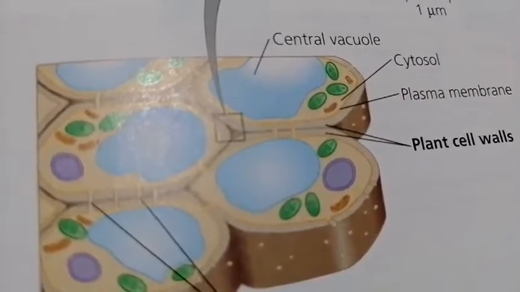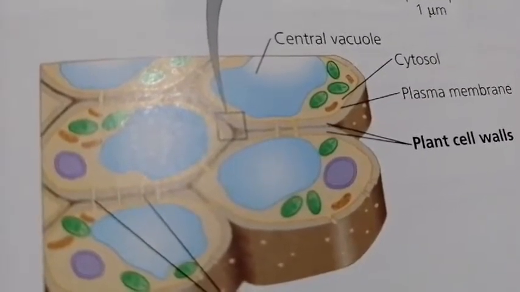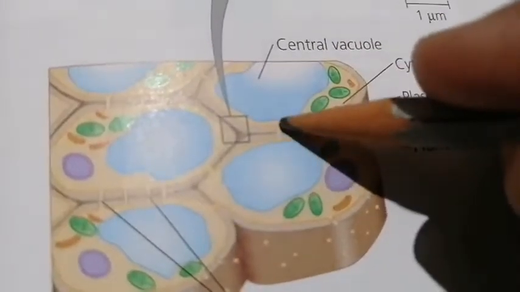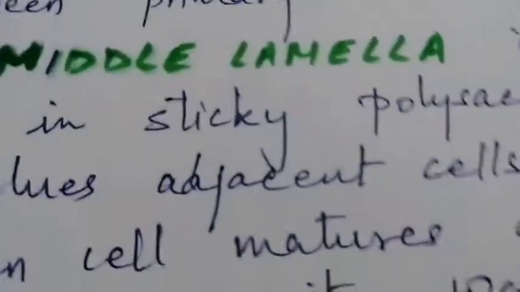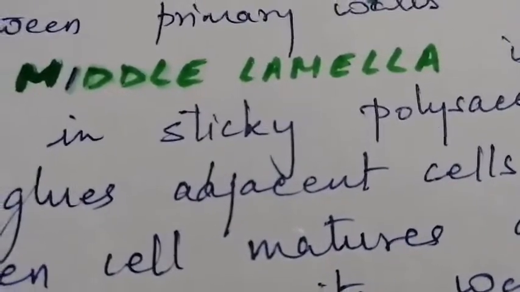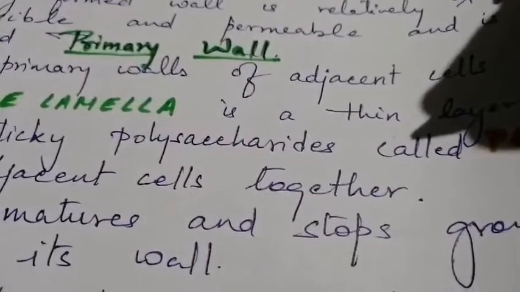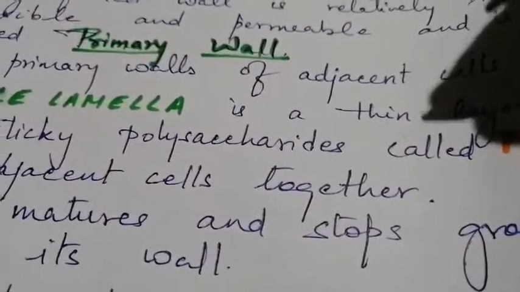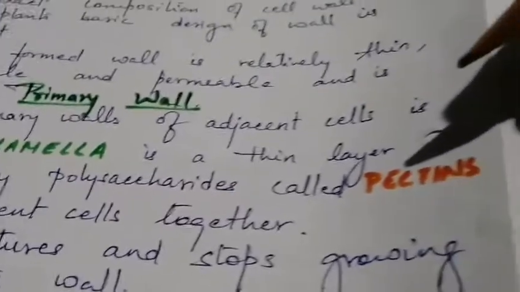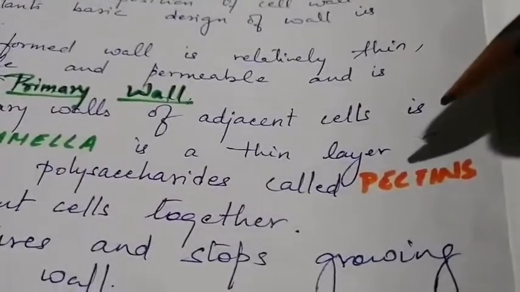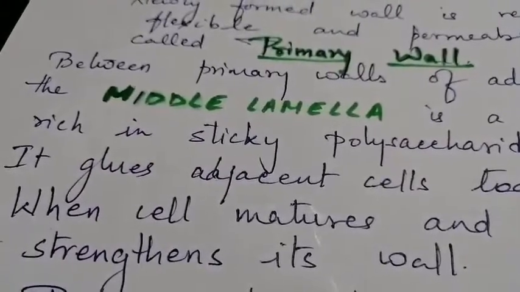In between the two primary walls, what do you find? In between the two primary walls, you will find that it has got a very thin layer of sticky polysaccharide. Sticky, why? Because it helps in sticking the two primary cell walls together, and it is made up of which component? Pectin. And it helps in sticking the two cells together.